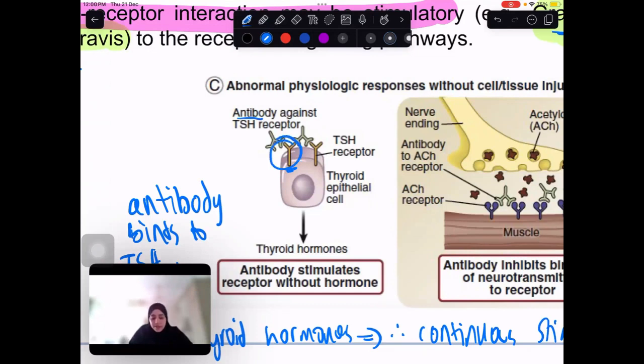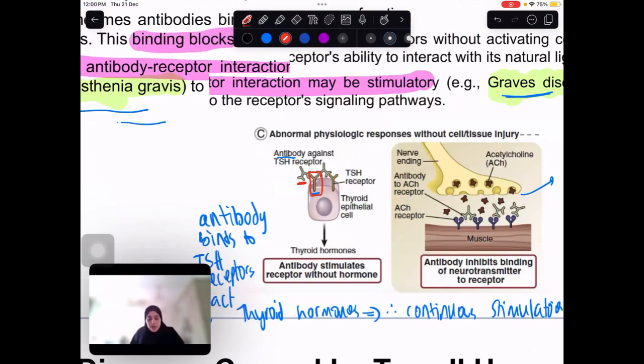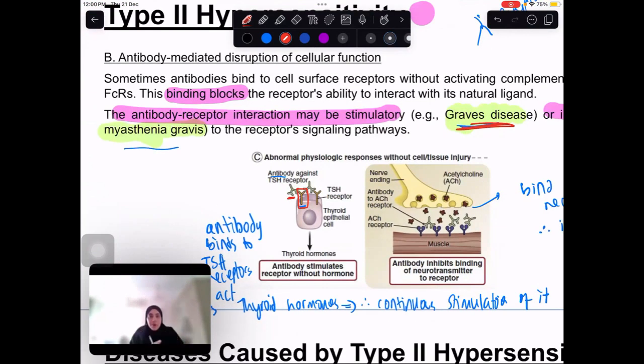Here, this is my antibody, and this antibody will bind to the receptor. What happens is that the antibody will act as if it is the stimulatory hormone, and because it's bound to the receptor, it's continuously activating the thyroid. And so the thyroid will continuously be forming the hormones. This is known as Graves' disease, where the patient has hyperthyroidism, because the antibodies bound to these receptors continuously activate and stimulate them. So this is an example of stimulation.